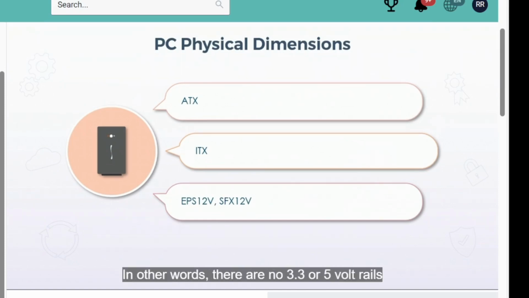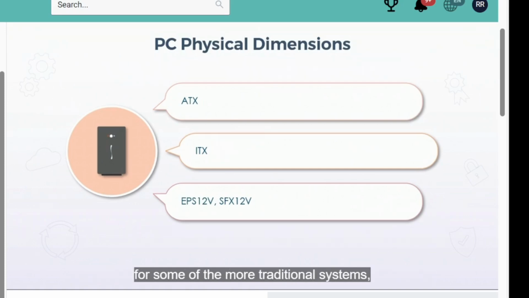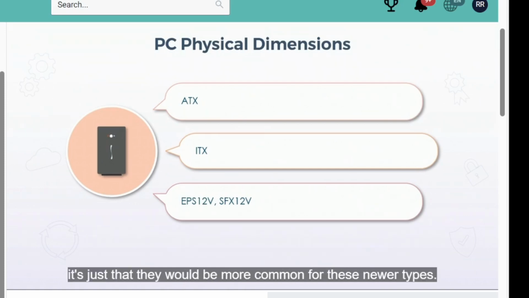In other words, there are no 3.3 or 5 volt rails. When the power needs to be stepped down, it's done so on the motherboard itself. Now again, it's not that modular power supplies aren't available for some of the more traditional systems, it's just that they would be more common for these newer types.